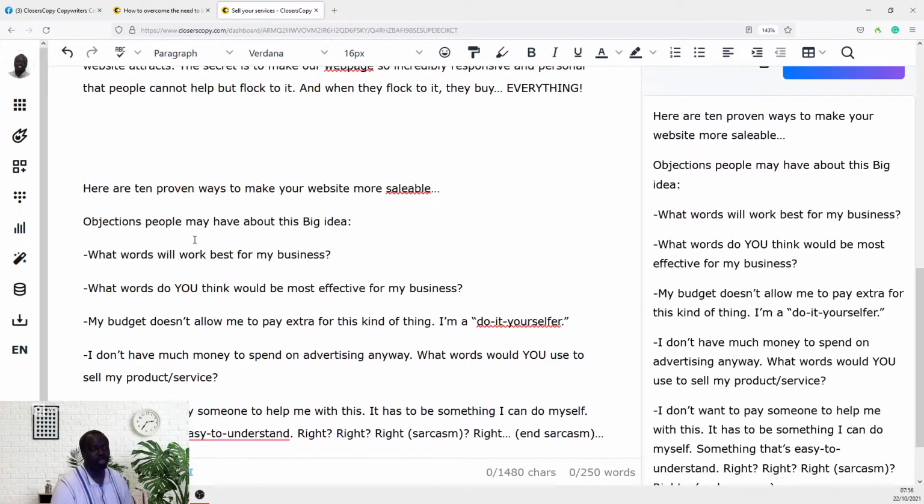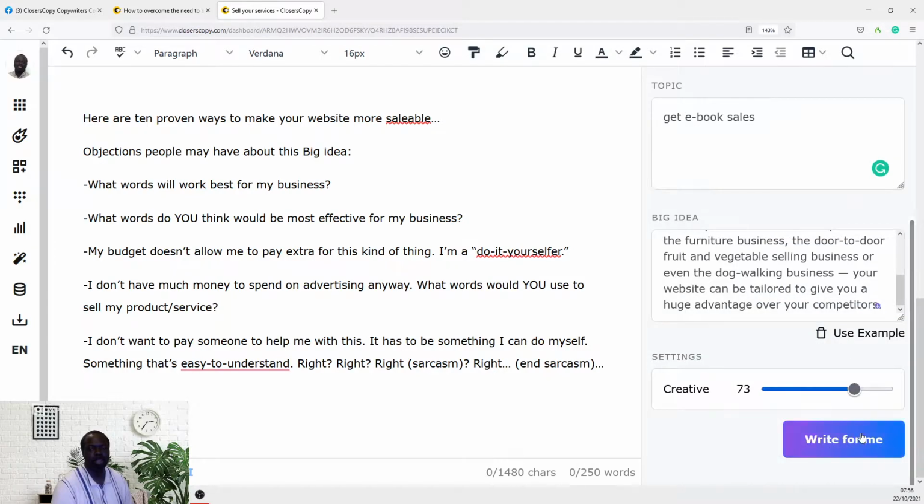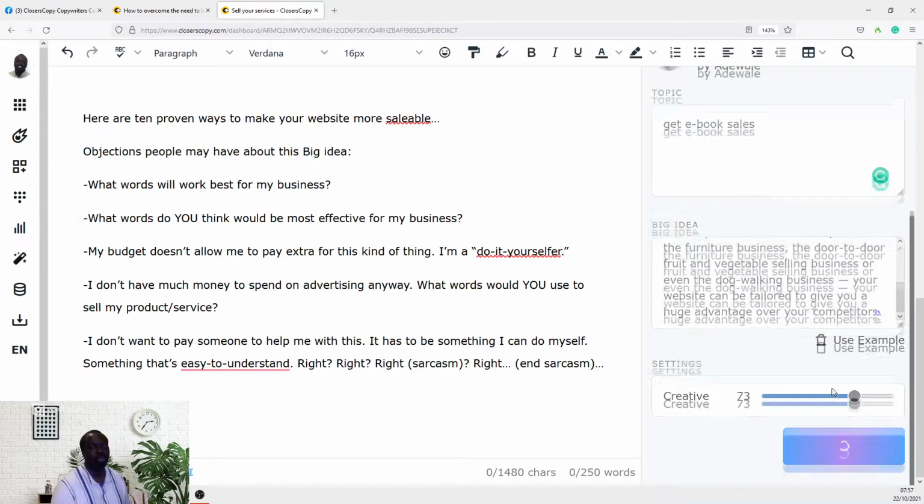So kind of objections people may have is, what words will work best for my business? My budget doesn't allow me to pay extra for this kind of thing. I do not have much money to spend on advertising anyway. What words will you use? I don't want to pay. Right, I just click for more objections, and what it does is it just creates as many objections as possible, which you can then write your emails around. So objections is one of the ways.